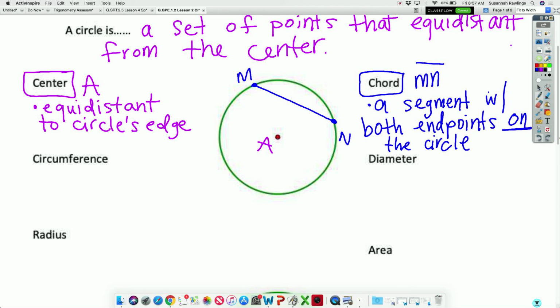Okay, so let's move down to diameter. A diameter is a type of chord, but where is it going to cross through? Where's that chord going to cross through in the diameter? In the center. Good. Can you see this color? Can you read that color? Okay. So this is a chord that passes through the center.